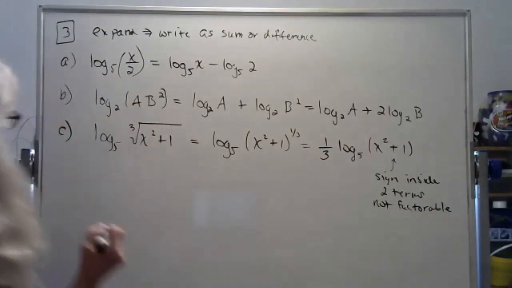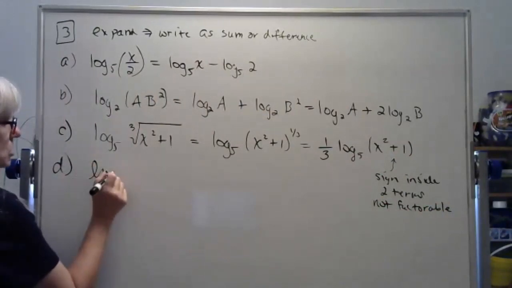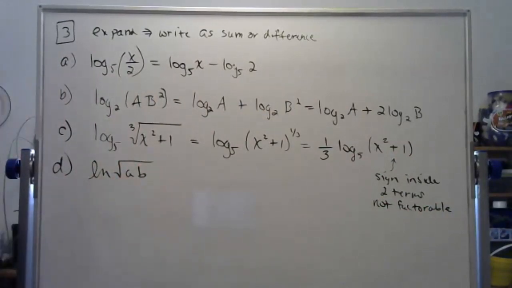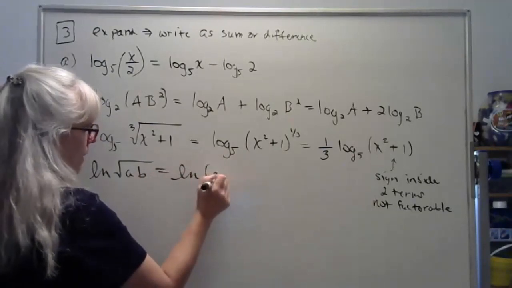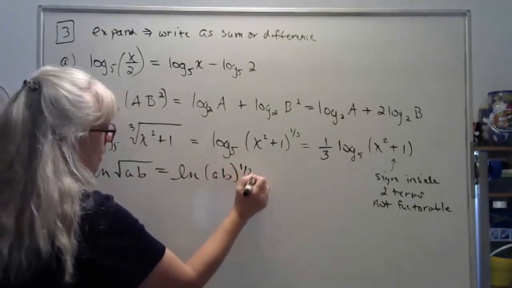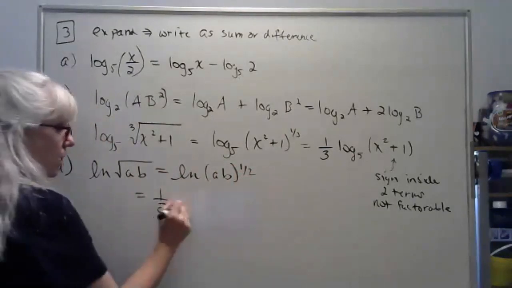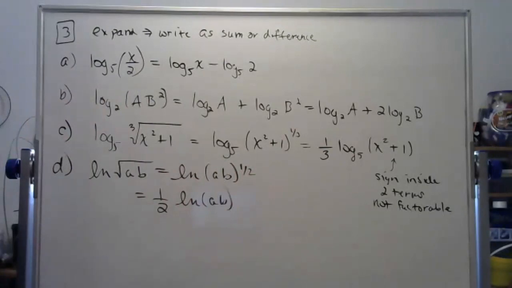Let's see, part D on that one says the ln, which means, again, the natural log, that's a base e, of the square root of AB. Well, let's do the same thing because it's similar to this one. So that's ln, and I'm going to have AB now to the 1/2 power. And we saw in the previous example, we can bring the 1/2 out in front and write 1/2 times the natural log of AB. Okay, any problem with that?